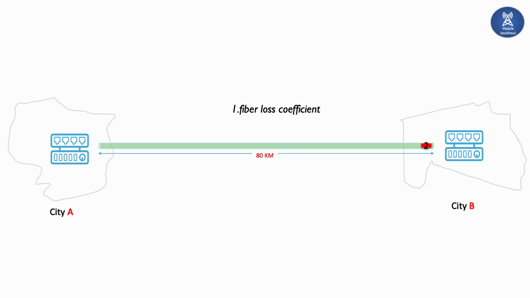This is given by the vendor itself, and it depends upon the type of the fiber. For example, if it is a single mode fiber, then the loss will be 0.25 dB per kilometer. That means for every kilometer the light travels, it loses 0.25 dB of power. For this example, it is 80 into 0.25, so it is losing 20 dB while traveling in the fiber optic network system.